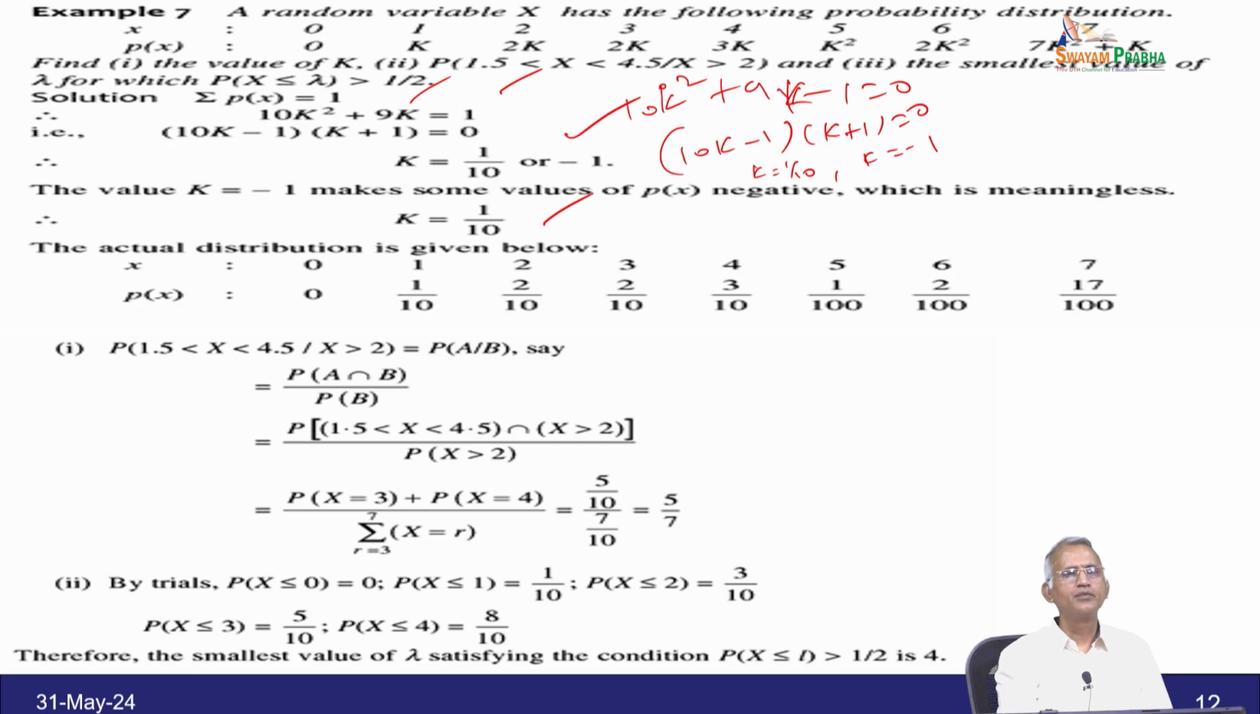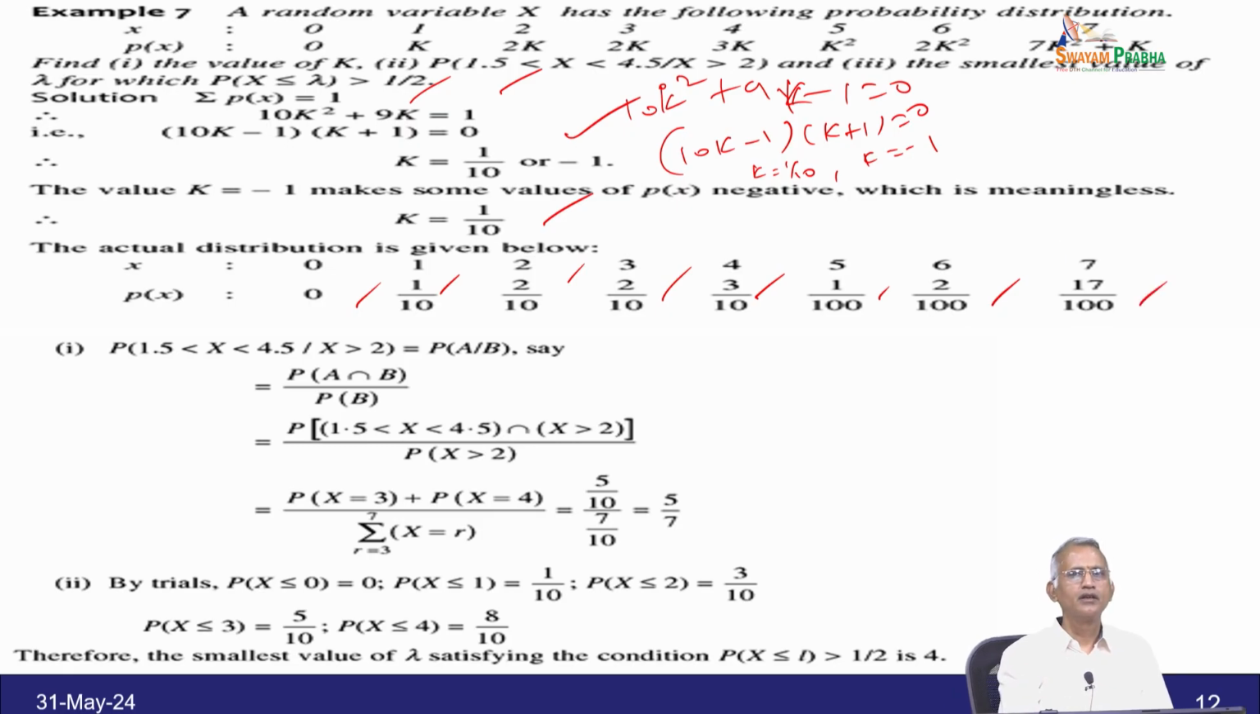Now, we have a distribution x equal to 0, 1, 2, 3 and so on up to 7, and p of x equal to the corresponding values 0, 1 by 10, 2 by 10, 2 by 10, 3 by 10, 1 by 100, 2 by 100, 17 by 100.